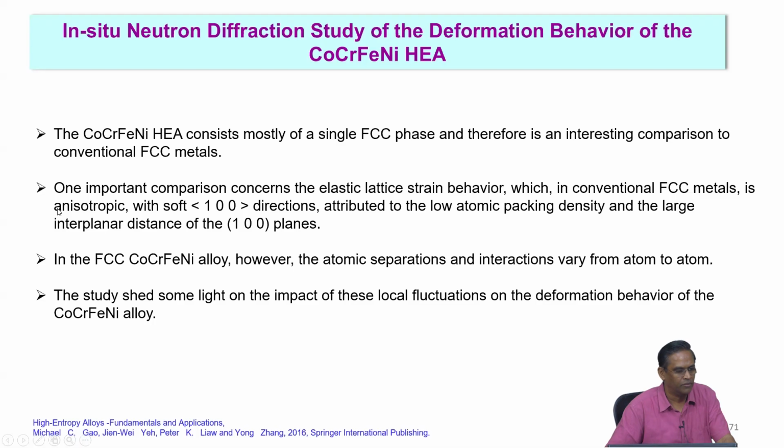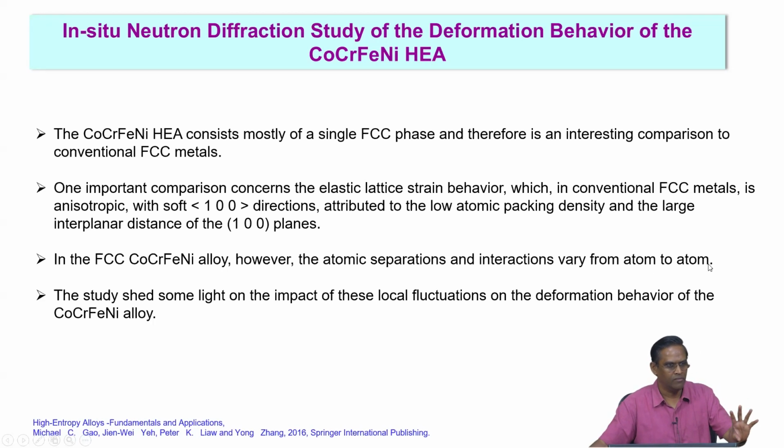In a simple FCC crystal system, the deformation is anisotropic with a soft 100 direction, attributed to the low atomic packing density and the large interplanar distance in the 100 plane. That is why it is like that. In the FCC cobalt, chromium, iron, nickel alloy, however, the atomic separation and interactions vary from atom to atom. So, this is a difference.